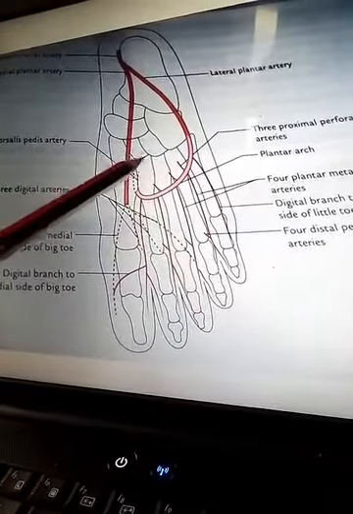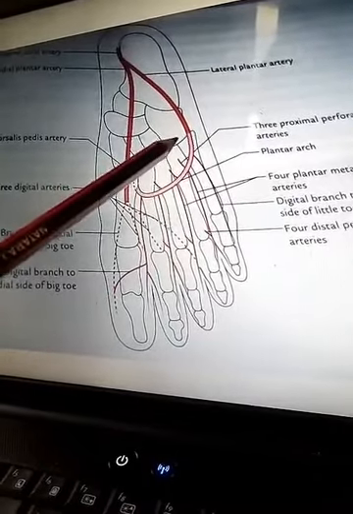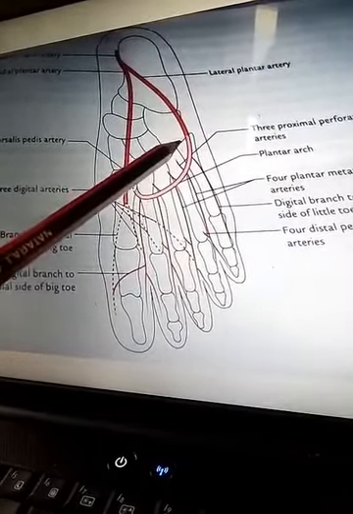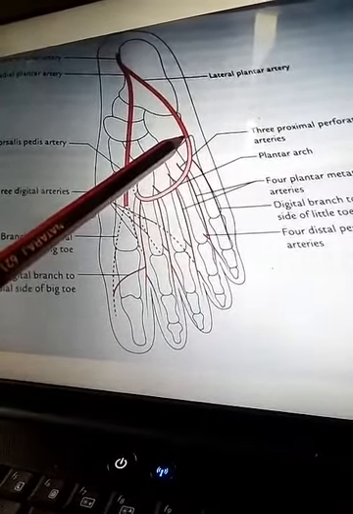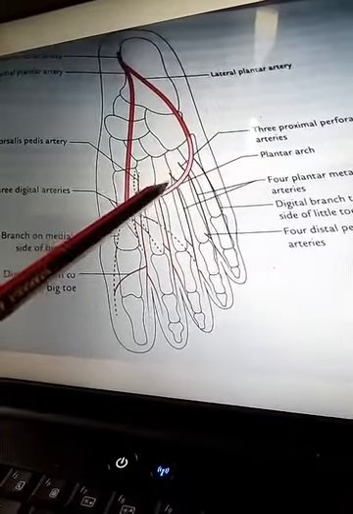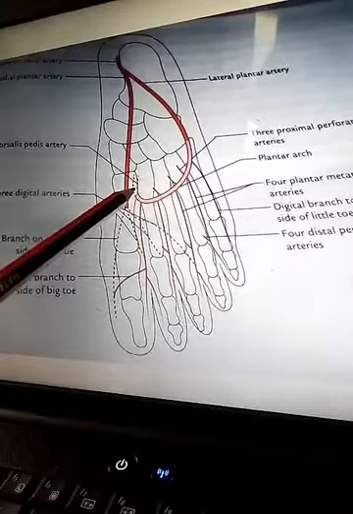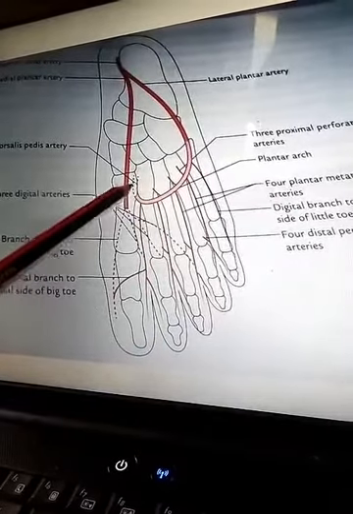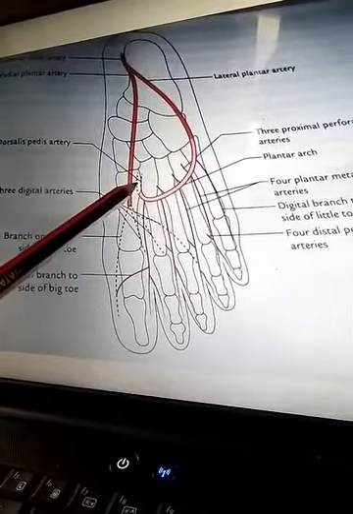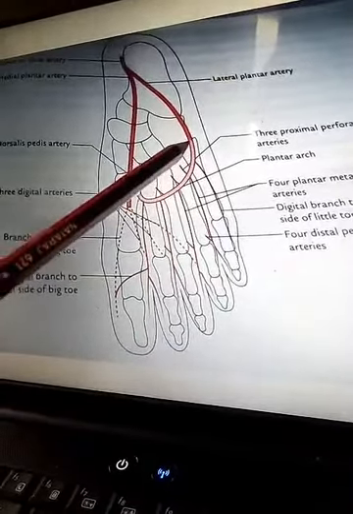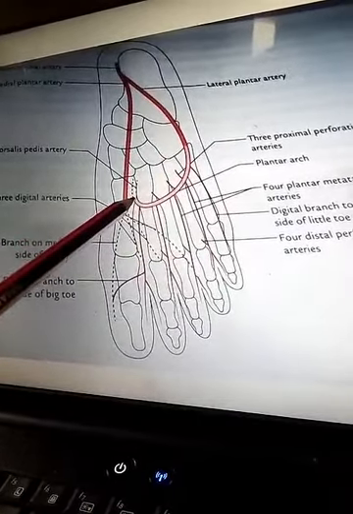Now, what is plantar arch? Plantar arch is an arterial arch formed by the direct continuation of the lateral plantar artery from the base of the fifth metatarsal bone to the first intermetatarsal space. It is completed medially by anastomosing with the terminal part of the dorsalis pedis artery. It extends from the base of the fifth metatarsal bone to the proximal part of the first intermetatarsal space.